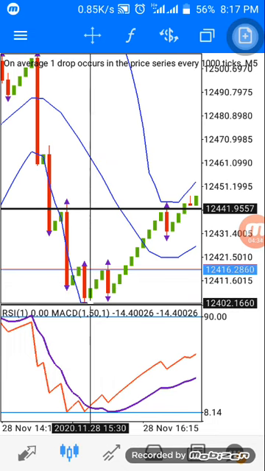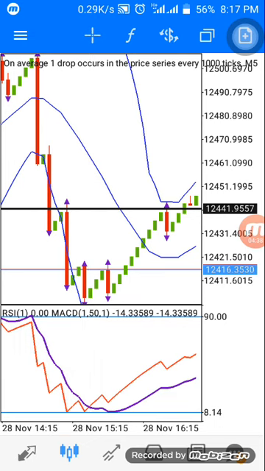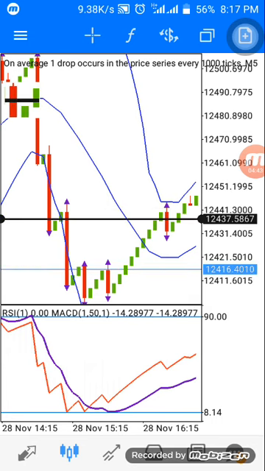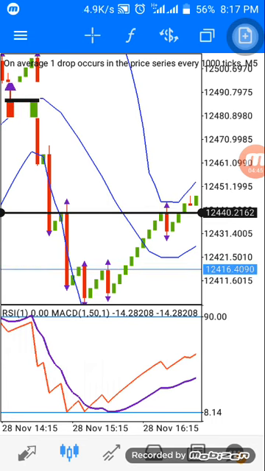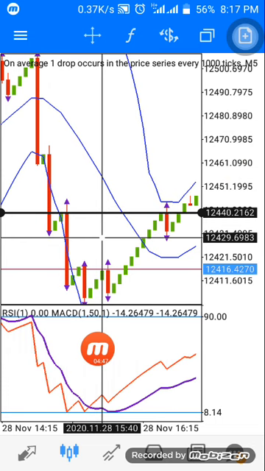Or you set your take profit at the nearest resistance level. Okay, you see at this point here where my black line is, that is my resistance level where I should take my profit. I can enter this market right from the beginning of this trend here and take profit at this point.